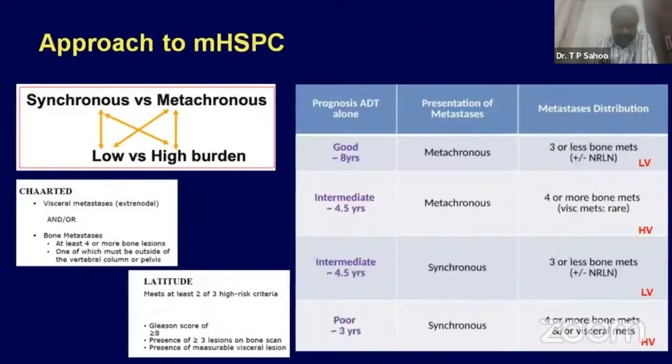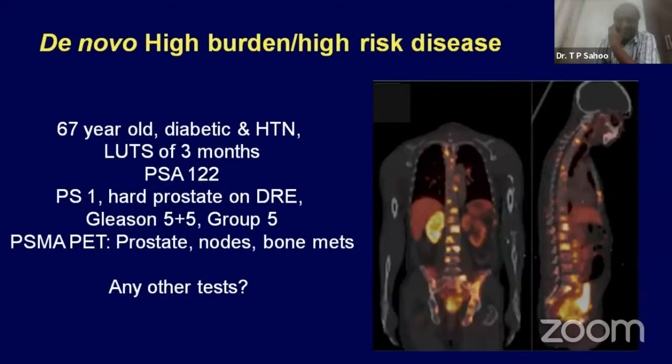No, this is the criteria. If you look at it, CHAARTED is telling 4 or more lesions is okay, but one of which must be outside the vertebral column and the pelvis. So one is seen in the rib also, sir. So maybe the one is outside. Okay, so you are able to see the one rib lesion.